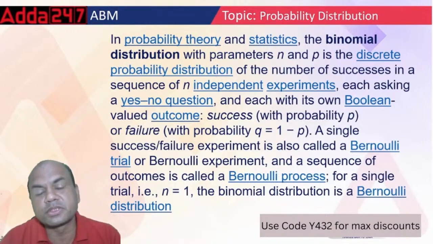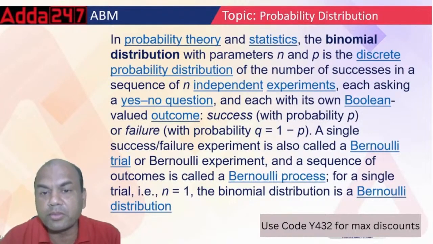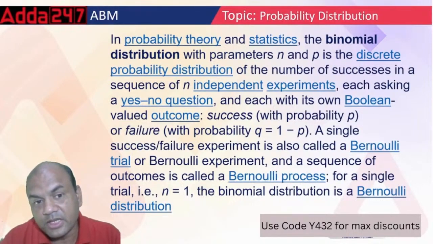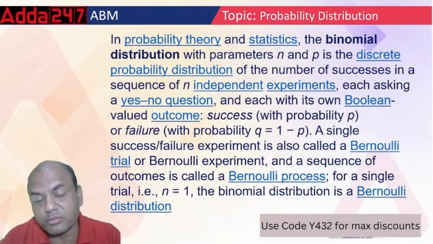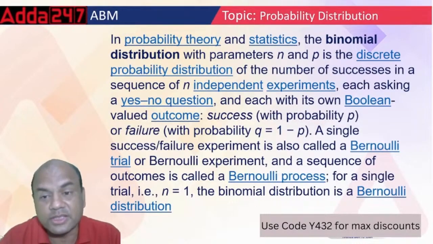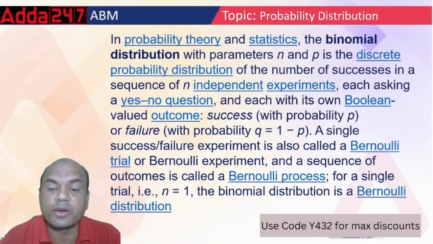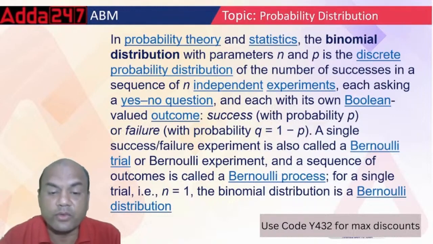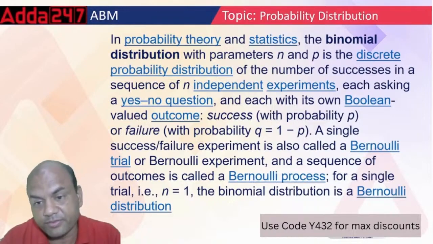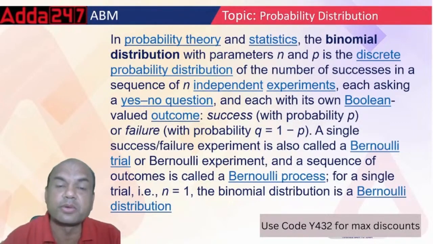In probability distribution theory and statistics, the binomial distribution with parameters n and p is the discrete probability distribution of the number of successes in a sequence of n independent experiments, each asking a yes-no question, and each with its own Boolean-valued outcome. My God, such a big definition, isn't it? Success is P and failure is Q, which is 1 minus P. A single success or failure experiment is called a Bernoulli experiment, and a sequence of outcomes is called a Bernoulli process. For a single trial, that is n equal to 1, the binomial distribution is the Bernoulli distribution.